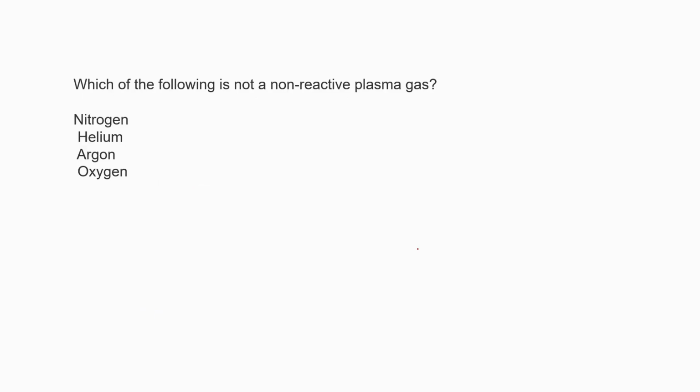Here's the next question. Which of the following is a non-reactive plasma gas? Options are nitrogen, helium, argon, or oxygen. Which of the following is a non-reactive plasma gas?